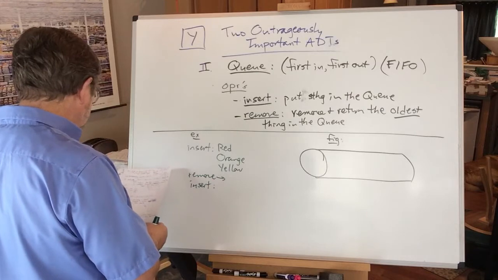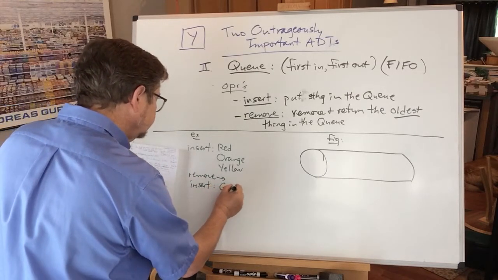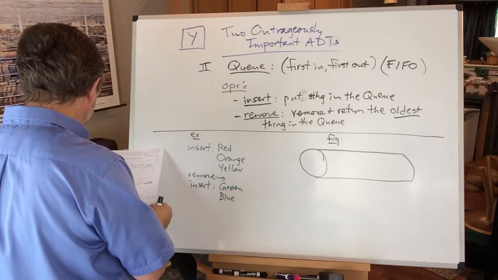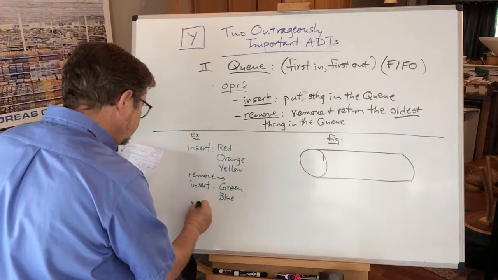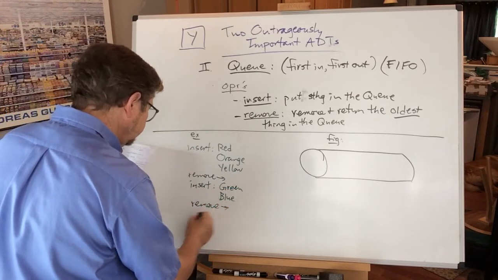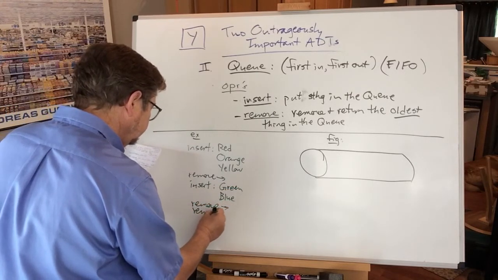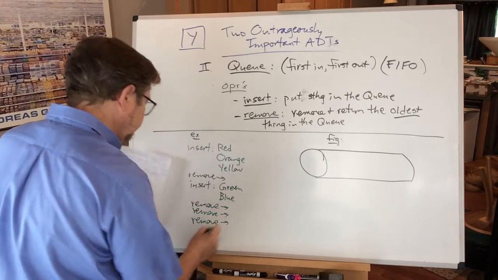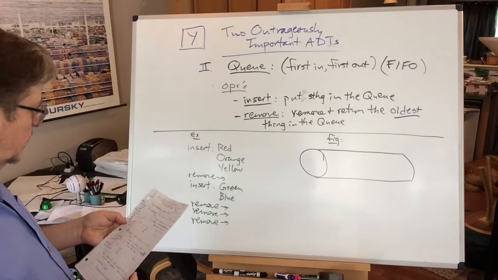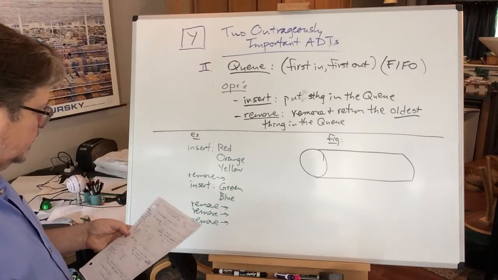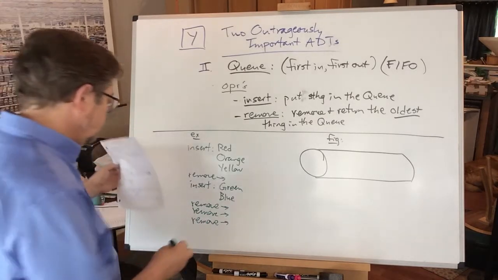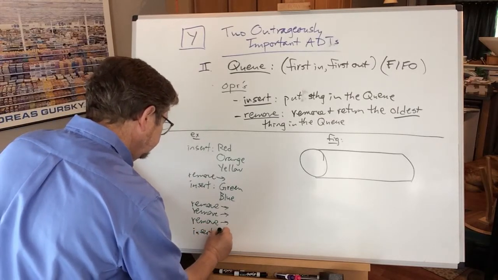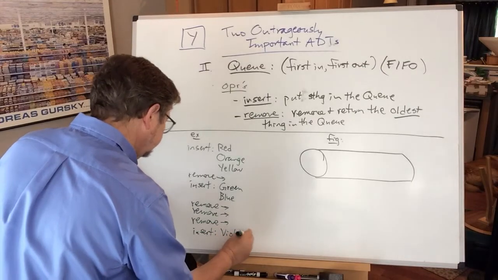I'm going to insert green and blue, I think. And I'm going to take a shot at three remove operations. And then I'm going to, what, insert whoever's next, violet. There.